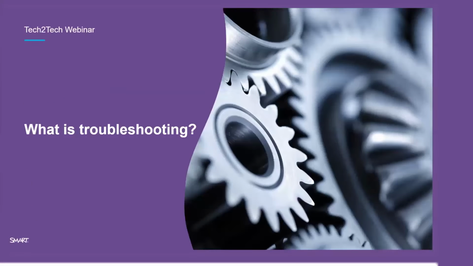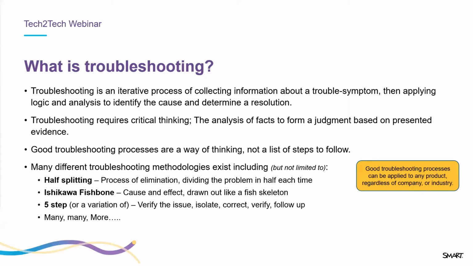So starting off, what is troubleshooting? Troubleshooting is an iterative process of collecting information about a trouble symptom and then applying logic and analysis to identify the cause and determine a resolution. Troubleshooting requires critical thinking, the analysis of facts to form a judgment based on presented evidence. Good troubleshooting processes are a way of thinking. They are not a list of steps to follow.